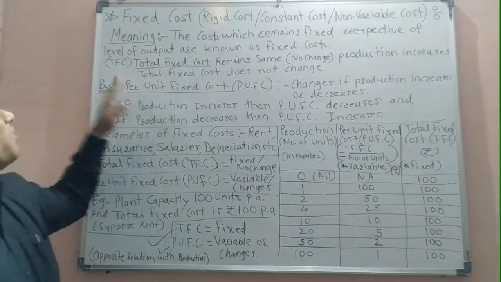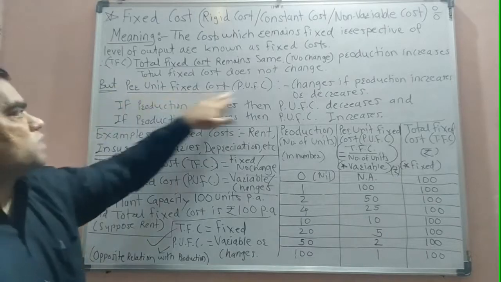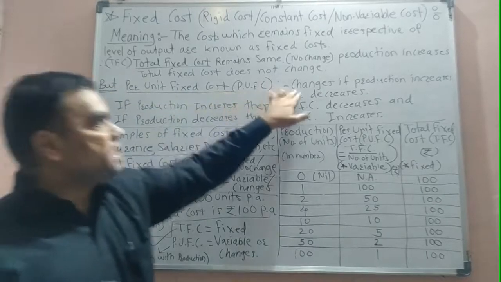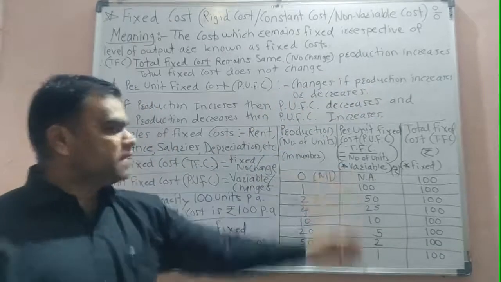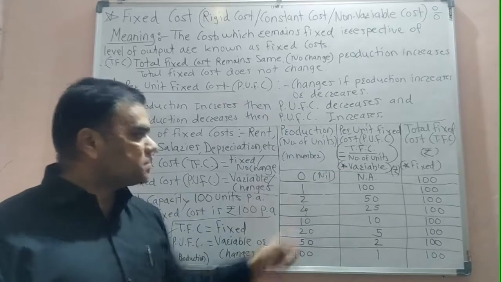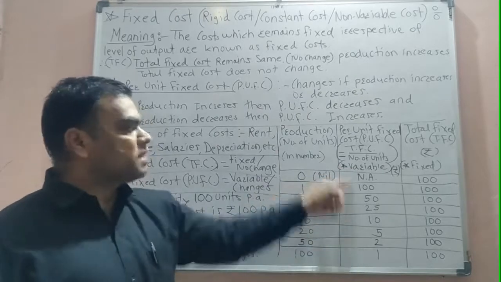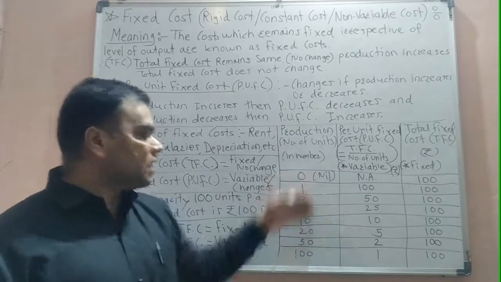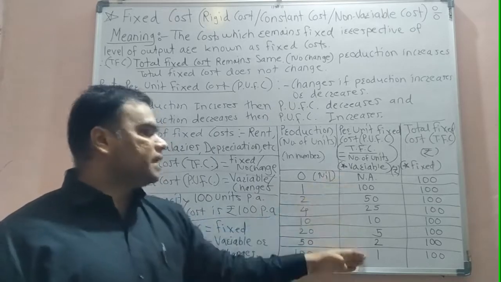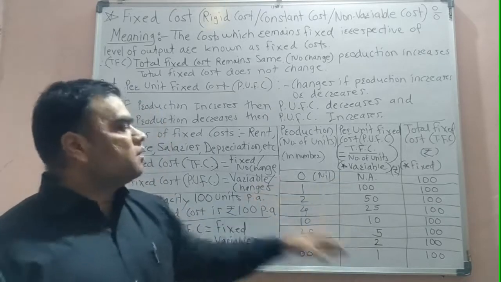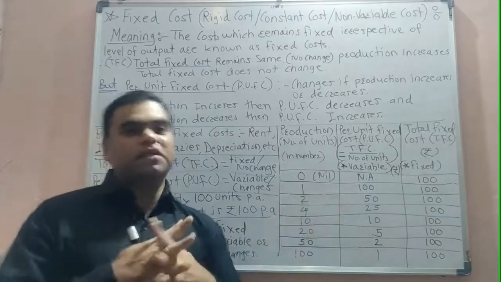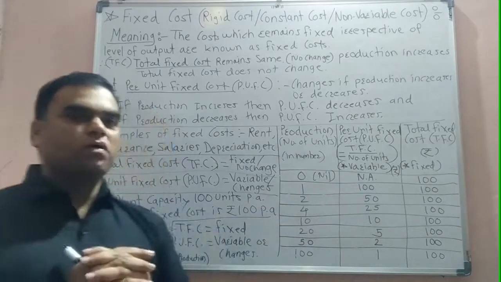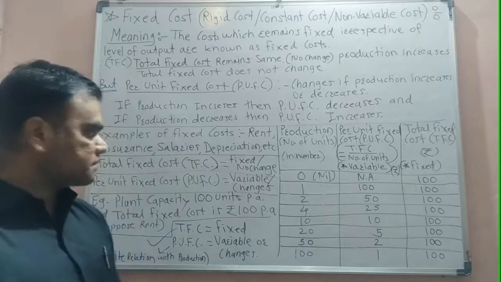But the second type of fixed cost is per unit fixed cost. Per unit fixed cost changes if production increases or decreases. You can see if you have increased the production, it has changed. If you have decreased the production, it has changed. If you increase the production, per unit fixed cost decreases. If you decrease the production, per unit fixed cost increases. Means it has an opposite relation with the volume of output or production.